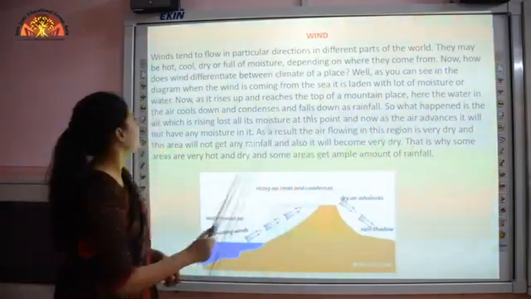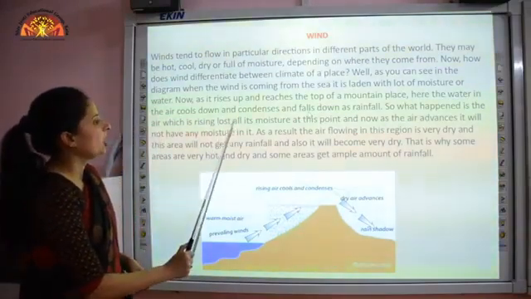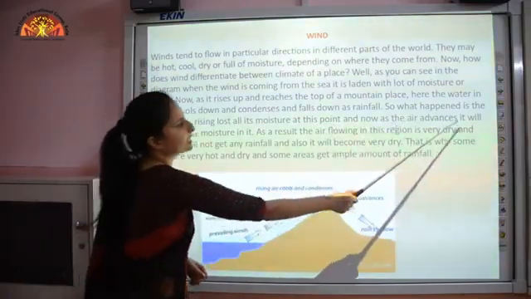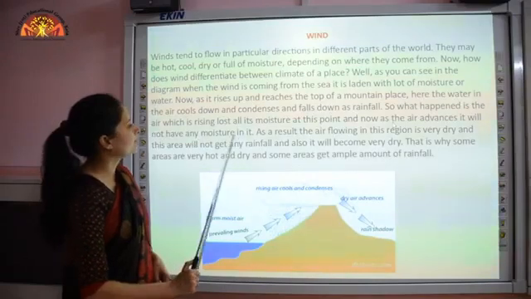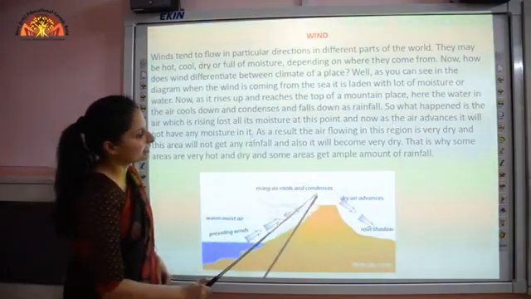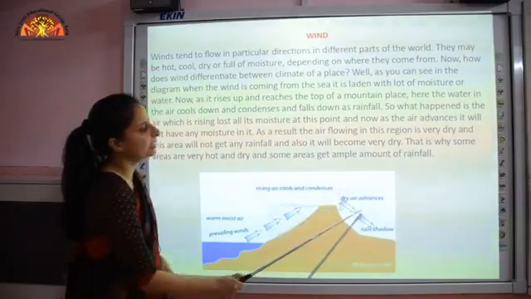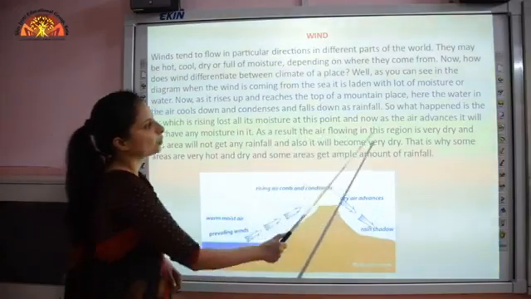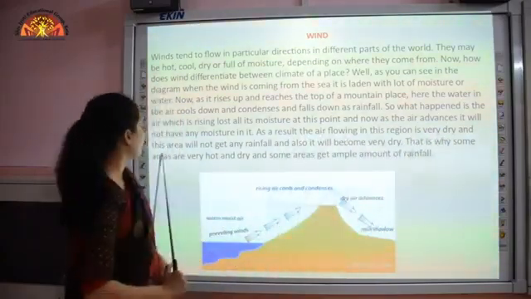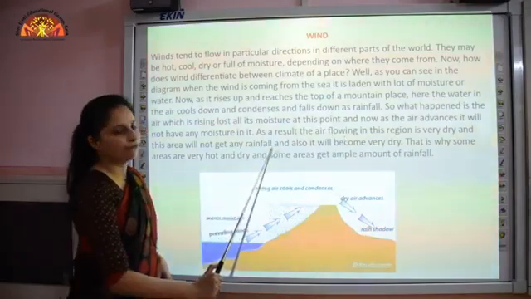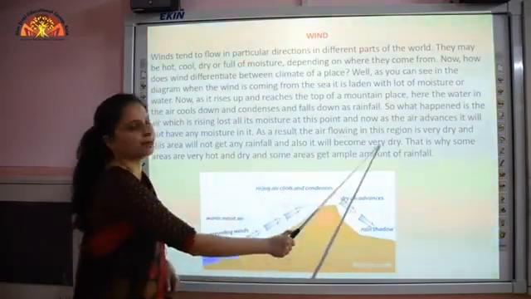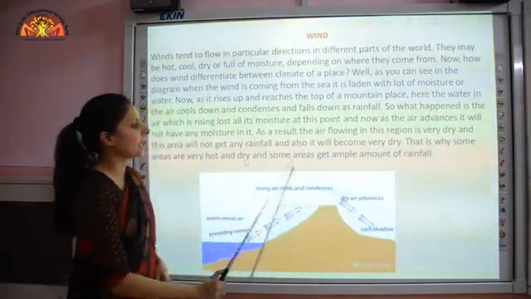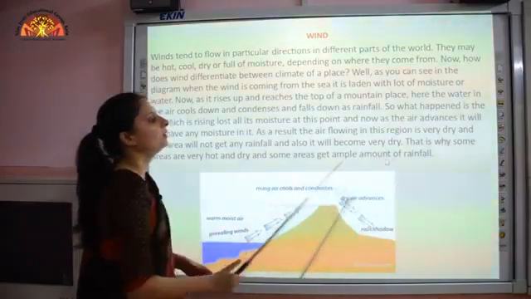So what happened is the air which is rising lost all its moisture at this point, and now as the air advances, it will not have any moisture in it. It is dry air. As a result, the air flowing in this region is very dry and this area will not get any rainfall, and also it will become very dry. This is why some areas are very hot and dry and some areas get ample amount of rainfall.